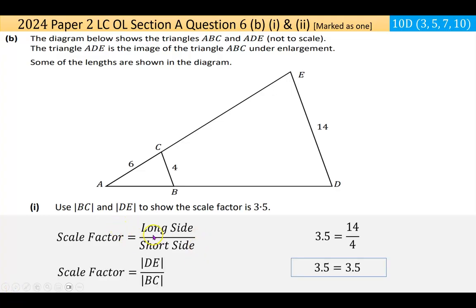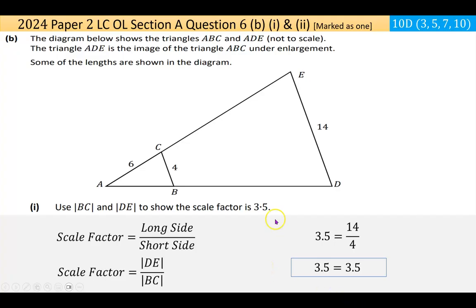So the answer here: the scale factor can be found by the long side divided by the short side. So we're focusing in on BC and DE. The long side there is 14 divided by 4, which should give you the scale factor of 3.5. And when you put 14 divided by 4 on the calculator, it does. So you've proven that the scale factor is 3.5.